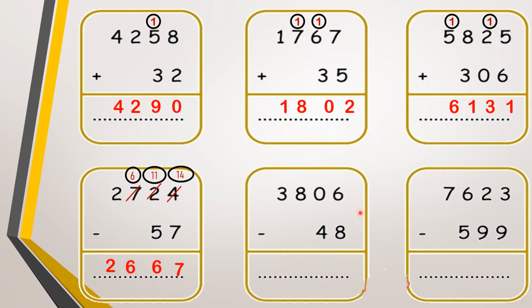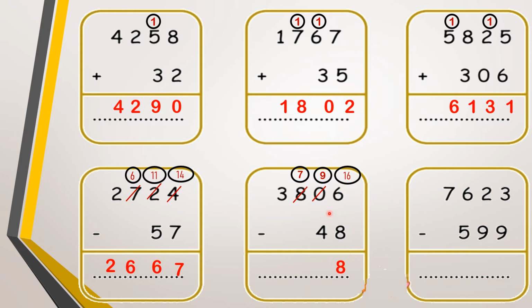6 minus 8. Can I take away 8 from 6? No, I can't. So 6 will go to 0 and ask her to borrow 1. But 0 already has nothing, so it can't give her anything. So 0 will go to 8 and ask her to borrow 1. So 8 will be 7 and give her 1. So this 0 will be 10. But after it will be 10, it will give 1 to 6, so it will be 9. Now 6 is 16, and 16 minus 8 equals 8.